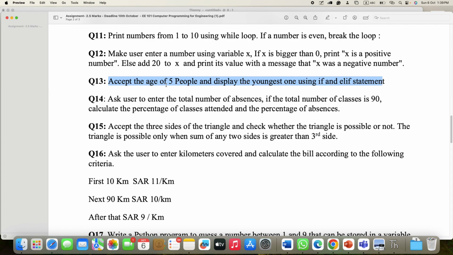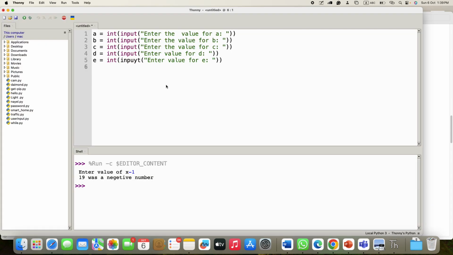So the youngest, right? Now, the best way to do this is, when you take the 5 values, you pick up the first person and compare his age with the rest 4. And if he is younger than all the 4, then he's the youngest one, right?